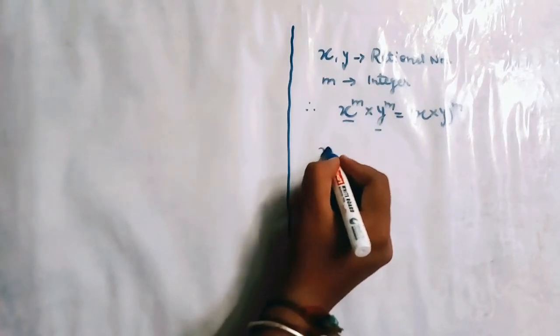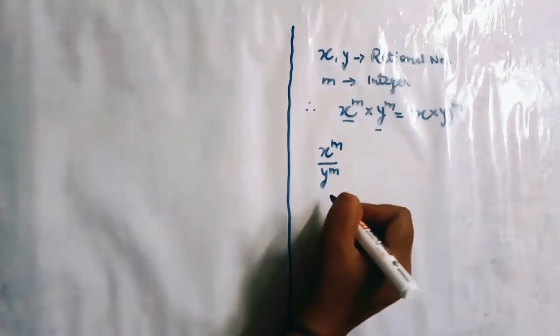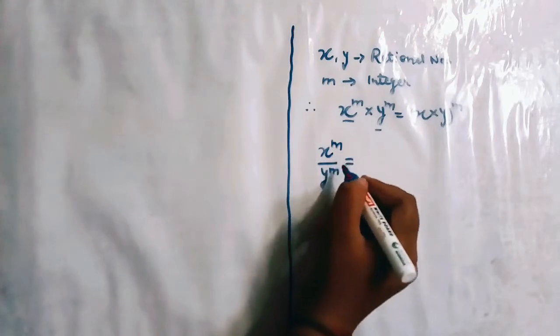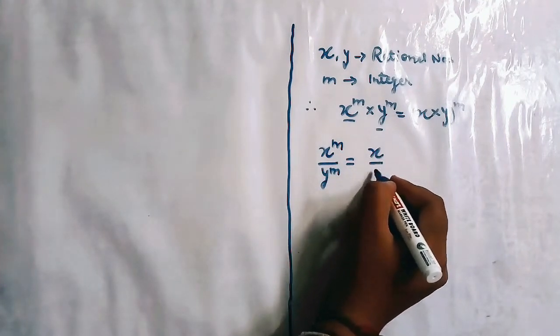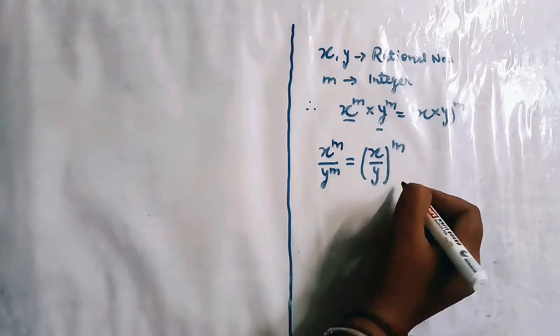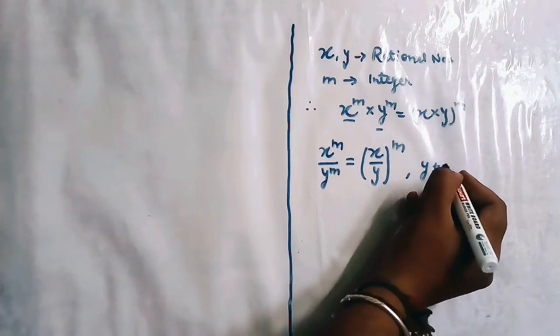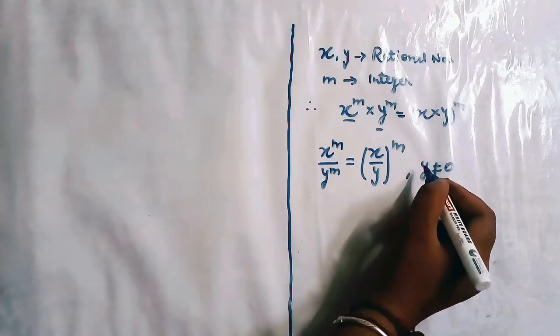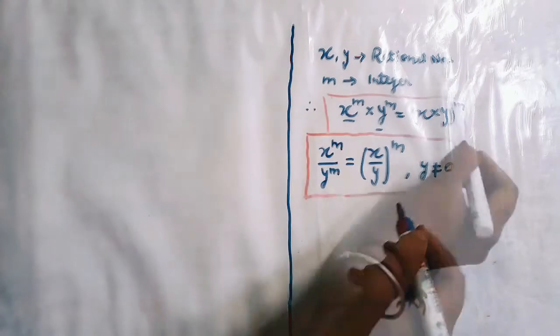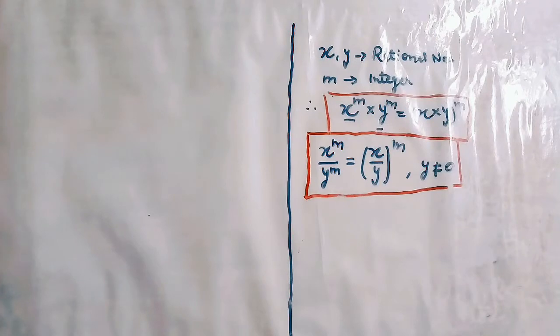Same in divide also. If x raised to power m upon y raised to power m is there, this can be written as (x upon y) whole raised to power m. But remember, in second property y must not be equal to 0, means denominator must not be equal to 0, because if denominator is 0, it is not a rational number. And we will apply these two properties now to simplify few more questions.